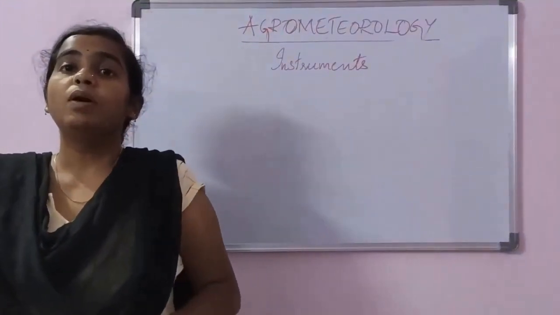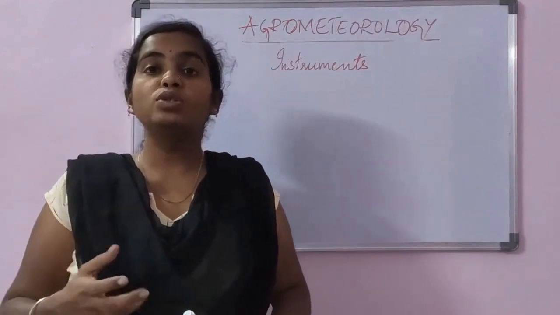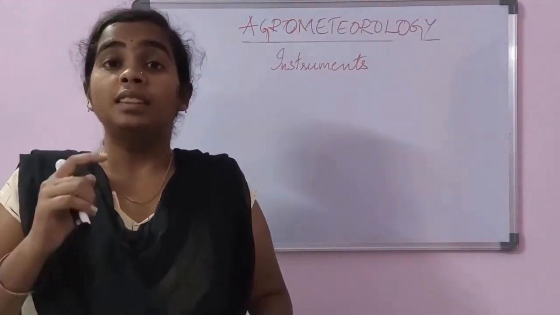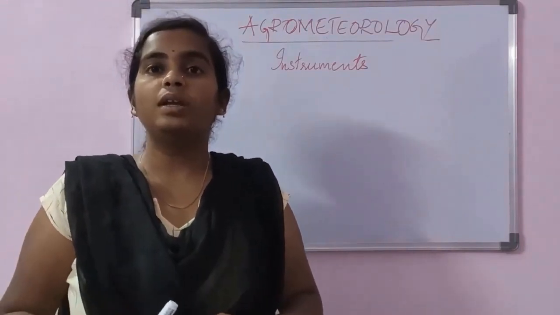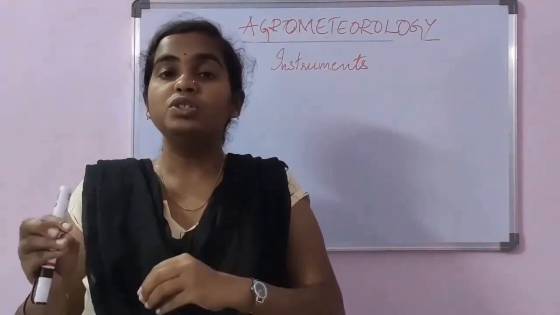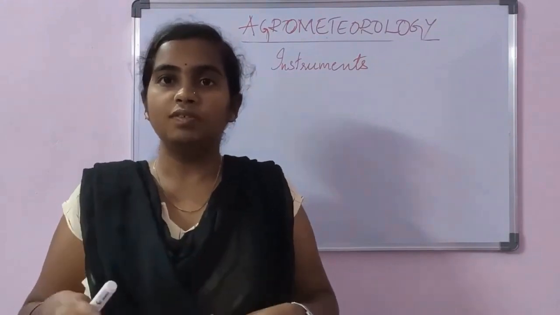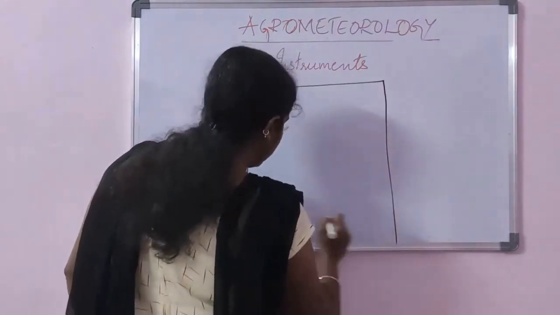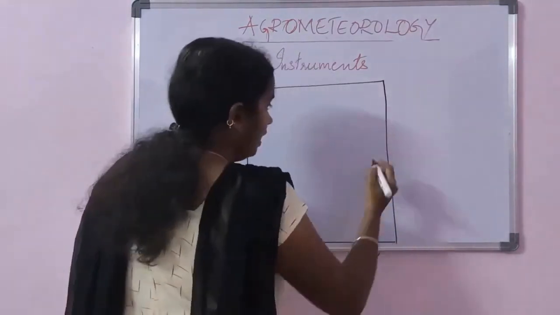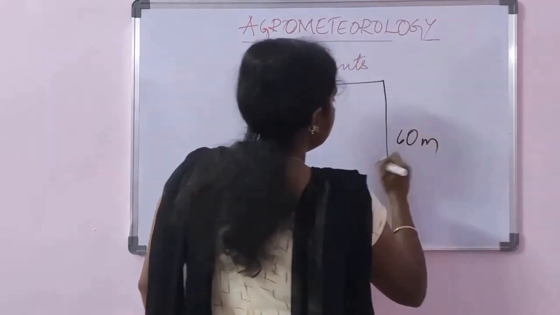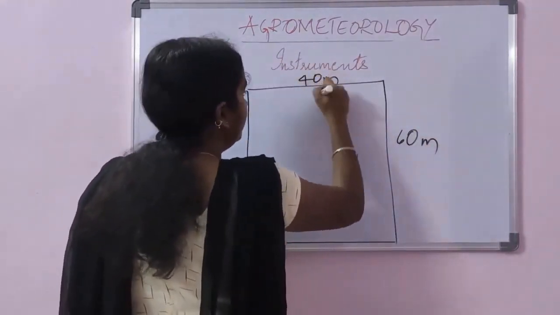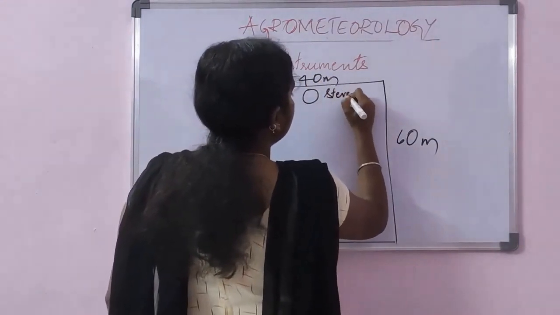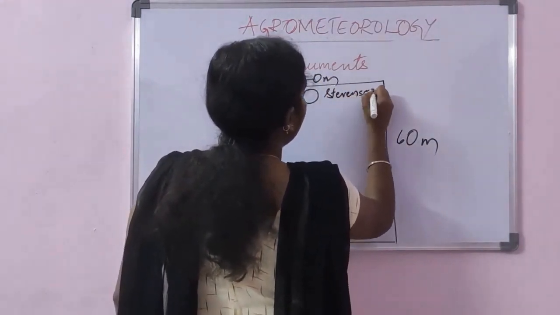Now let me discuss the different instruments which are used for measuring different weather parameters. As I have already told you, in an observatory there will be different instruments kept in an agricultural farm. Suppose this is an observatory. As I told you, this will be 60 meter by 40 meter. At the top, the Stevenson screen will be kept.